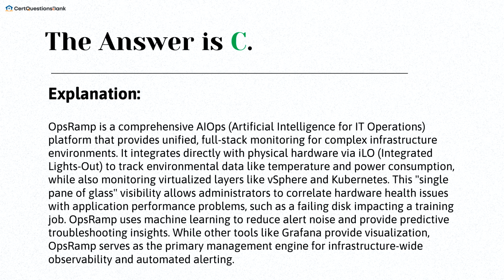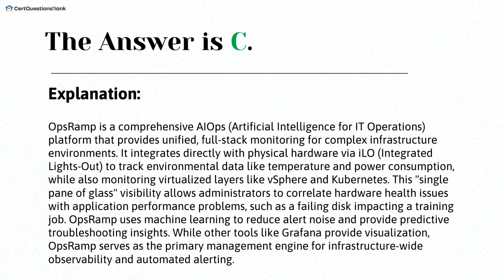OpsRamp is a comprehensive AIOps, artificial intelligence for IT operations, platform that provides unified, full-stack monitoring for complex infrastructure environments. It integrates directly with physical hardware via iLO, integrated lights out, to track environmental data like temperature and power consumption, while also monitoring virtualized layers like vSphere and Kubernetes.